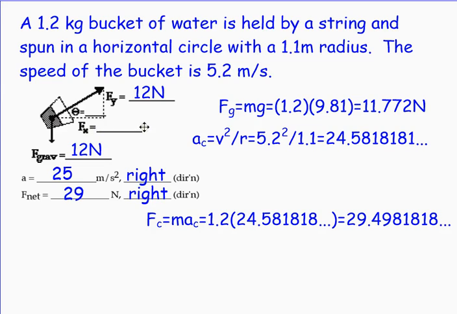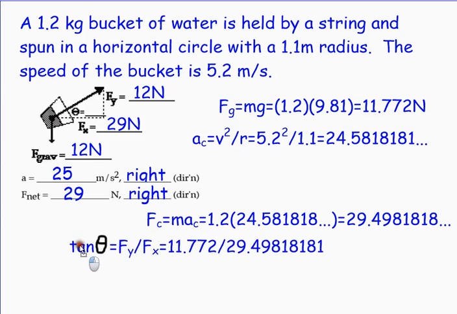That's the x component of the tensional force. So I can plug in the 29 for my x component. The last thing I need to do is find this angle. I have the opposite, the Fy, and the adjacent, the Fx. So those are related by tangent. So tangent theta is equal to Fy over Fx. Fy is the 11.772 that I found earlier. The Fx, the 29.49818181, etc. Again, leave the entire number in your calculator, and then you're going to do inverse tangent to find the angle, and you will get 22 degrees for your final answer.